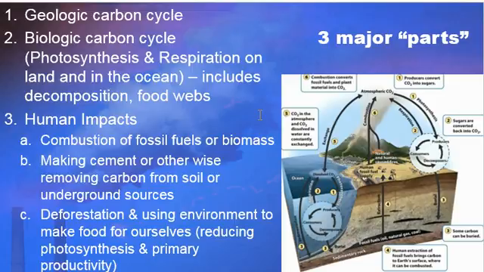Also, when we make cement or remove carbon from soil or from underground for any other reason, that's going to impact our carbon cycle. And the last way we're going to impact it is through deforestation, taking away the forests, cutting them down, and also using that land for other reasons. Usually we're cutting down forests to use them for agriculture. When we do that, we do a couple of things to the carbon cycle.